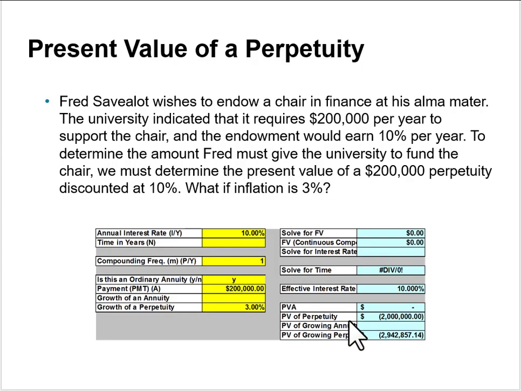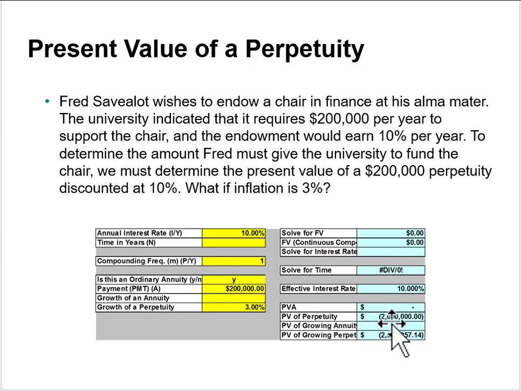So here we're talking about an endowed chair. $200,000 a year is what it's going to take to endow this chair, and they can earn about 10% per year on their investment. How much do we have to invest in order to pay out $200,000 a year? And the second question is, what if inflation is 3%? We want to keep up with inflation. So again, we put 10% in the interest rate. We don't need to know time because this is an infinite time frame. We're going to receive $200,000. And there's a growth of 3%.